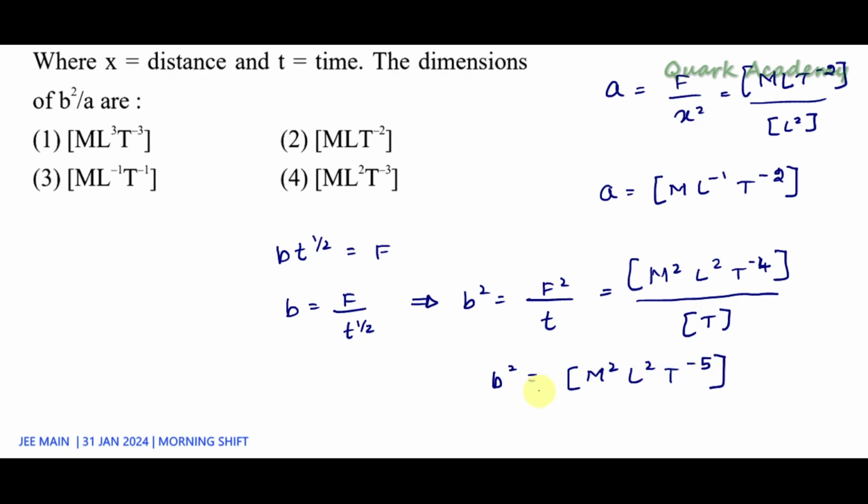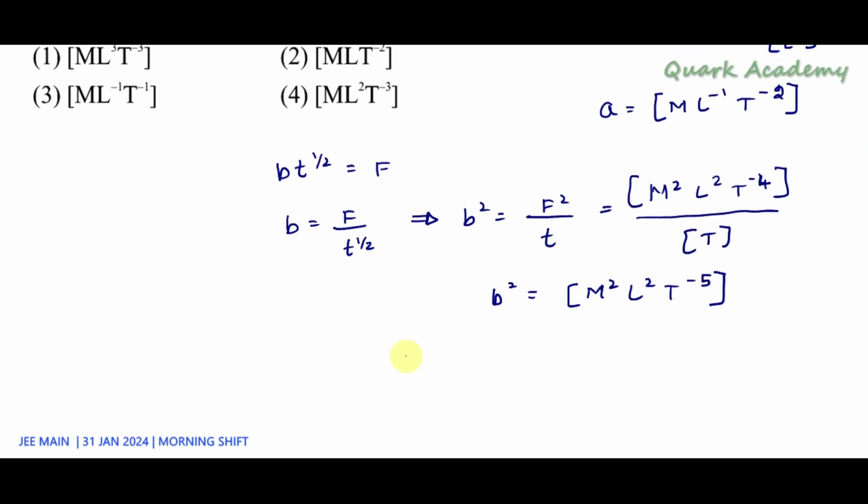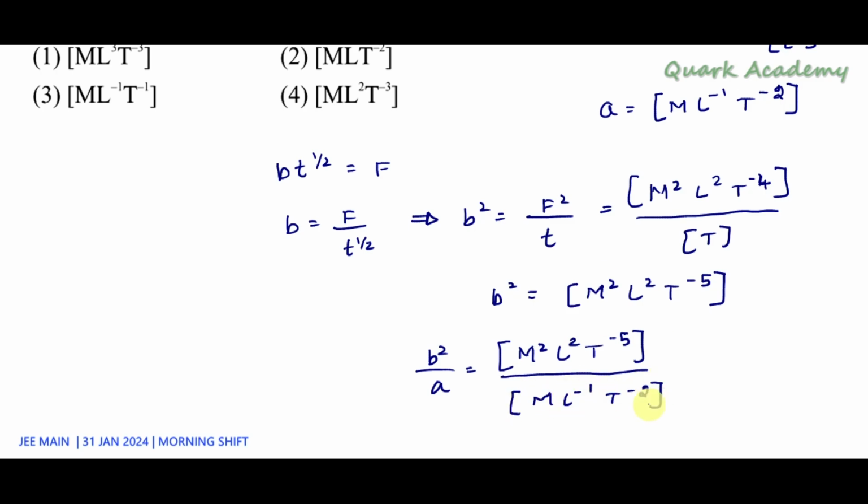So we have the dimension of b squared and a also. So we can figure out what is b squared by a. So m squared L squared t power negative 5 divided by m L power negative 1 t power negative 2. So we will get m L cube t power negative 3.